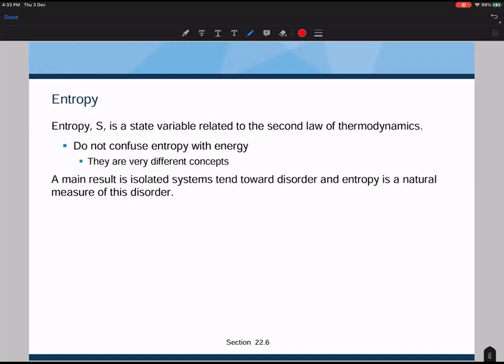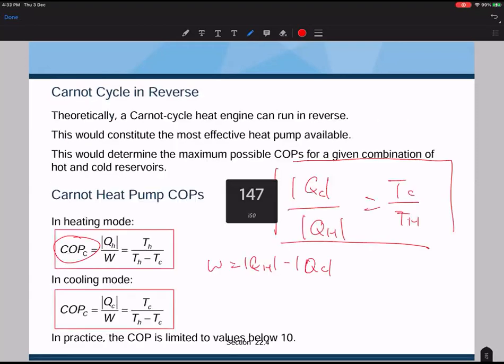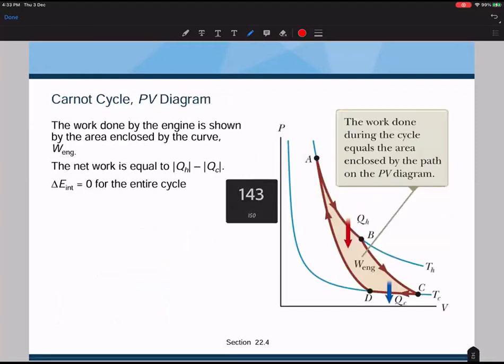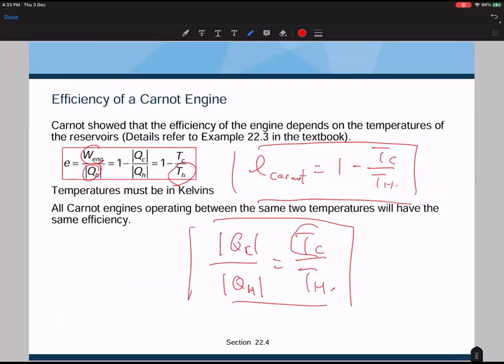So here, the main message is how do we define the efficiency of a heat engine, and what is the maximum possible efficiency we could get from any heat engine, and that is limited by the efficiency of a Carnot cycle. So the efficiency of a Carnot cycle is defined in this equation. Okay. Right.